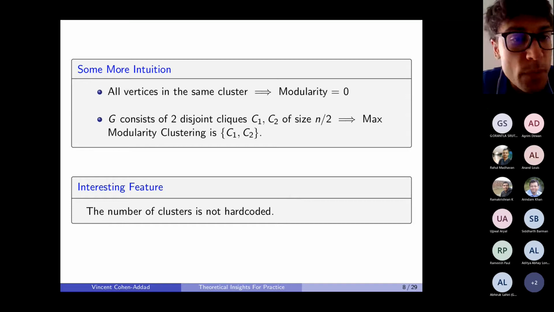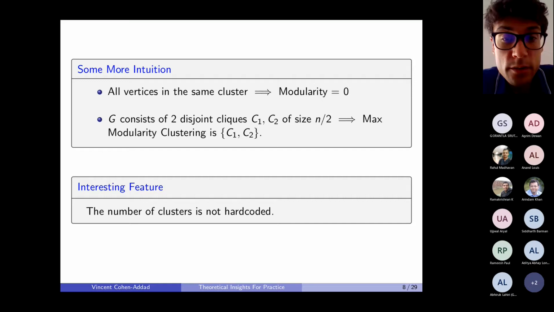Now, for example, if you have a graph G that consists of two disjoint cliques, which is an extreme case where you have two clear clusters, each of size, let's say, n over two, then the maximum modularity clustering is to have C1 in one cluster, C2 in another cluster.